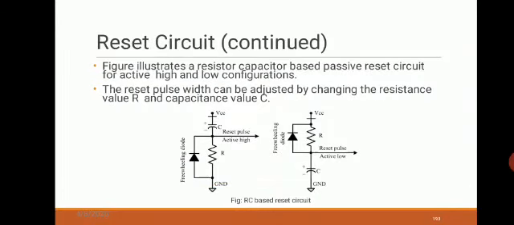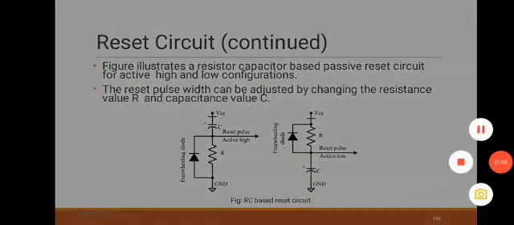Okay, we'll stop here. In the next class, we'll continue with the brownout protection circuit.